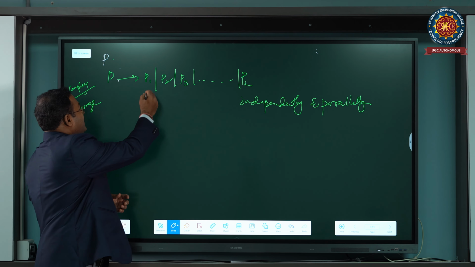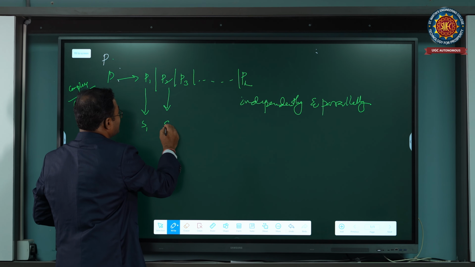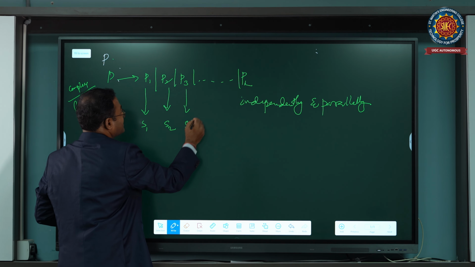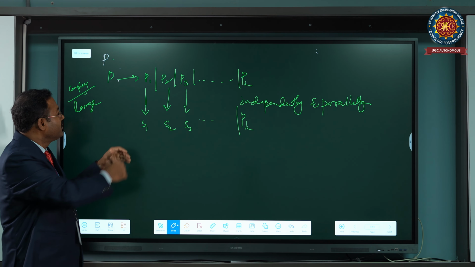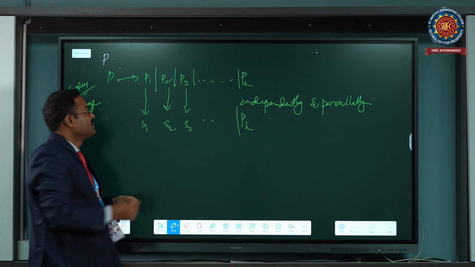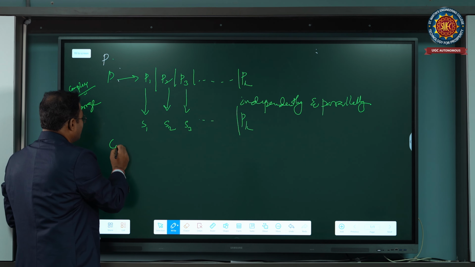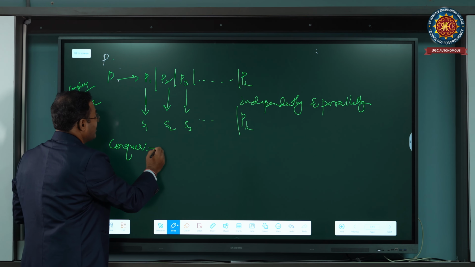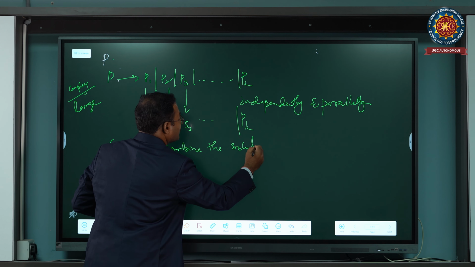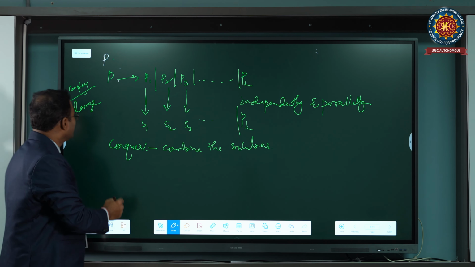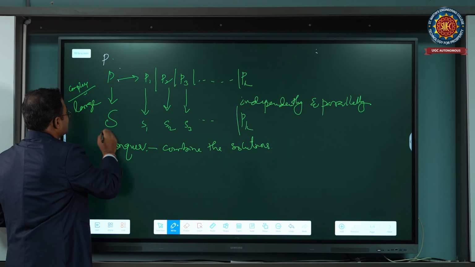For P1, we find the solution S1. For P2, we get the solution S2. For P3, we get the solution S3, up to Pk. Here, I am dividing the large problem P into various subproblems. P1, P2, P3 are the subproblems. After dividing the problem, I have to conquer. Conquer means you have to combine the solutions. Here P has different subproblems P1, P2, P3, Pk and S is the solution.